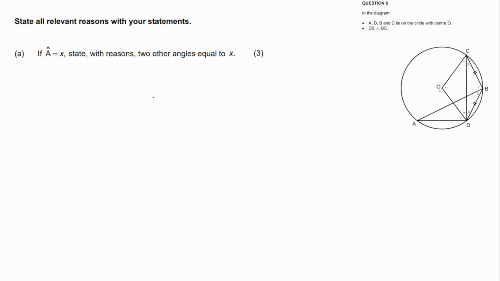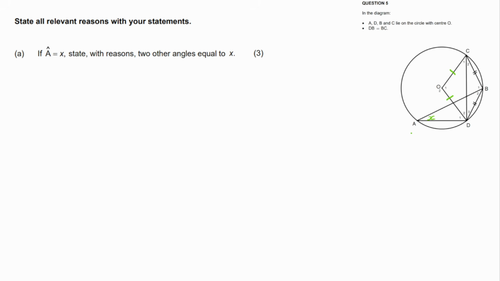And again, it's in bold. So we have to have statements and reasons. It says if A is equal to X, state with reasons two other angles equal to X. So quickly, we know that OC is equal to OD. So I'm just going to re-add that from the previous slide. And we know that angle A is X. So I'm going to be putting an X here. So state with reasons two other angles equal to X.